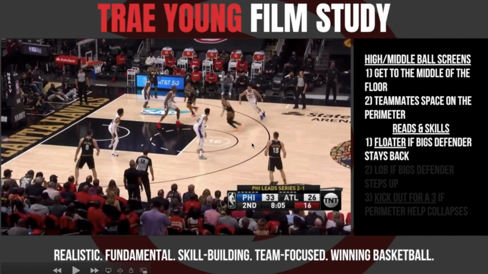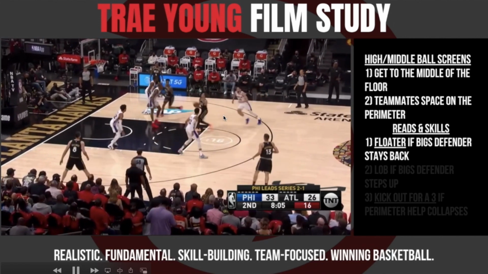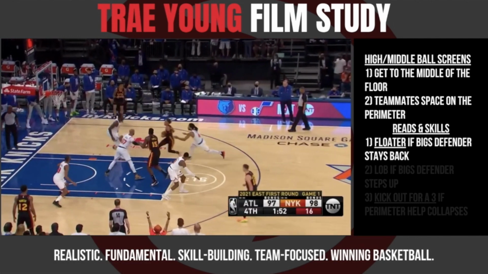And then that goes back to this. Now Tobias Harris has to cover more ground. If Tobias Harris slides in, it's a kick out for a three. Because Trae Young gets straight downhill, Tobias Harris doesn't have as much room to slide in, which then leaves the floater open. This is a 1 foot floater as opposed to a 2 foot floater.